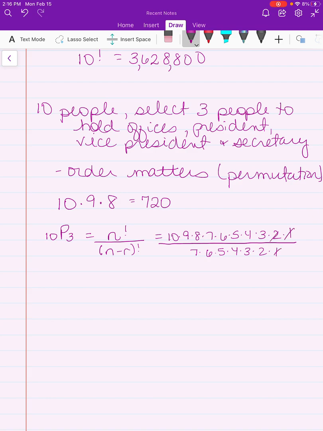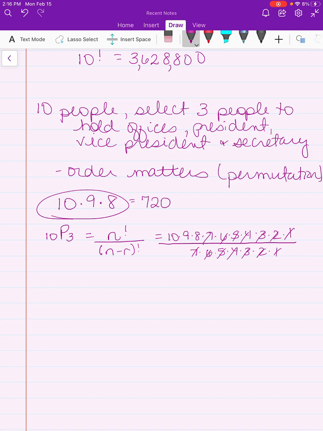So all of these end up canceling each other. And I'm left with what I said originally, 10 times 9 times 8. But that's where the 10 times 9 times 8 comes from, is from the permutation formula.